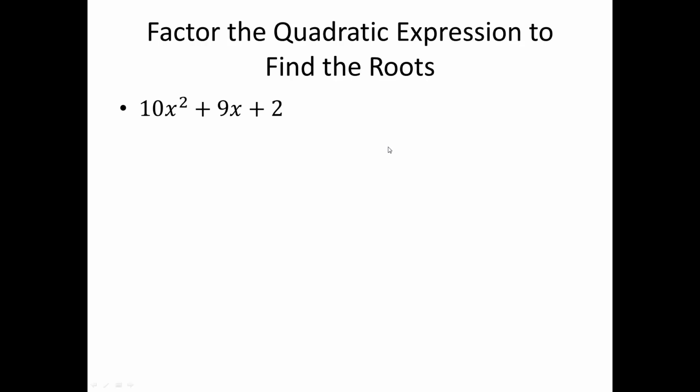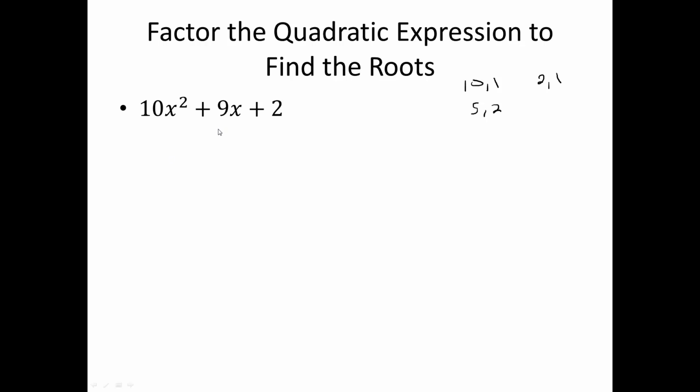You can use the AC method, or you can even look up the method of factoring called bottoms up for these type of problems. But we're going to use trial and error. So we need to find our factors of 10, our ways we can multiply to get 10, which are 10 and 1 and 5 and 2. And then the possible ways that we can multiply to get our last number, which is 2, which will be 2 and 1.